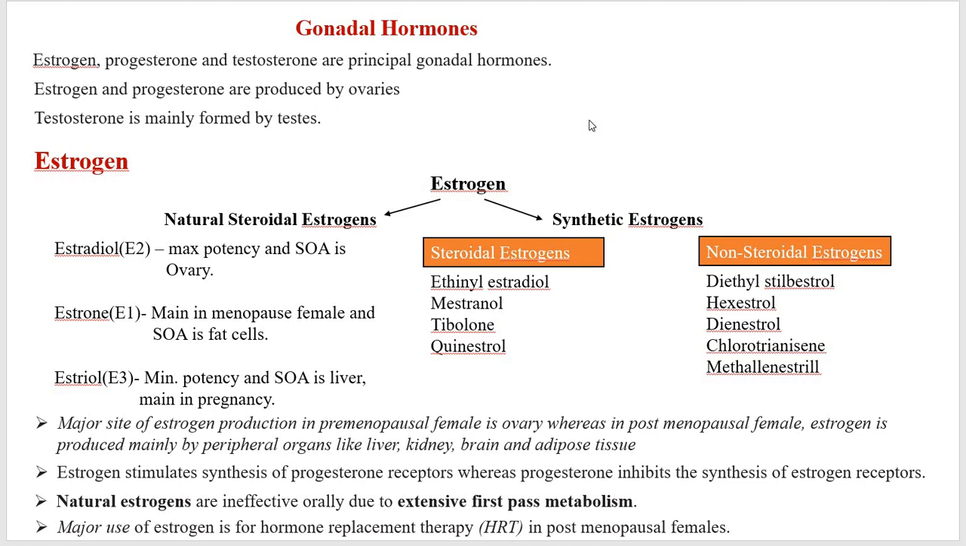Then synthetic estrogens. The synthetic estrogens are of two types: steroidal estrogens and non-steroidal estrogens. Steroidal estrogens include ethinyl estradiol, mestranol, tibolone, and quinestrol. Non-steroidal estrogens are diethylstilbestrol, hexestrol, dienestrol, chlorotrianisene, and methallenestril. These are the different types of estrogens.